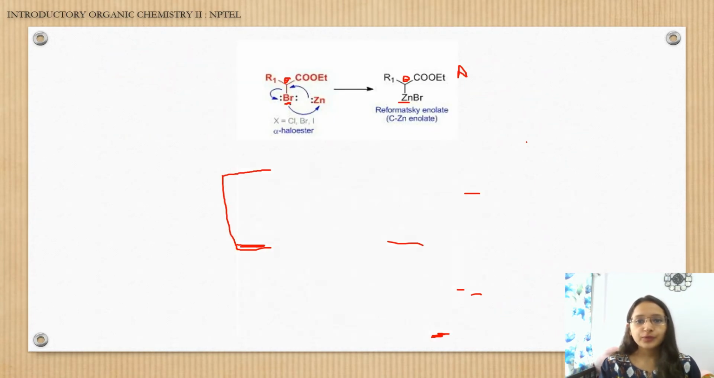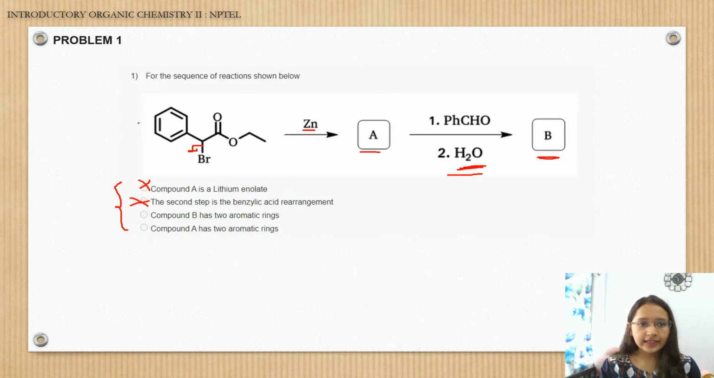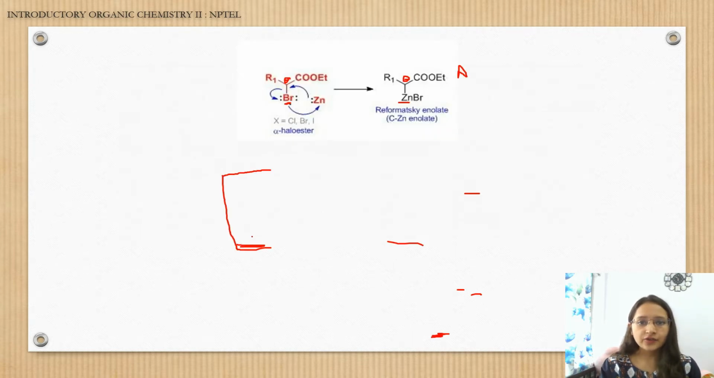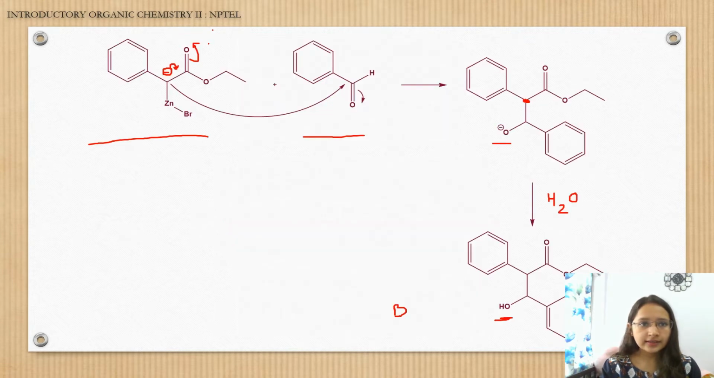So, if it is clear, then tell me: the statement says compound A has two aromatic rings. I have shown you that this is compound A, right? In this case, this is compound A. So, are there two aromatic rings present in compound A? No, right? There is only one aromatic ring present, that is the benzene ring. Now they are saying, are there two aromatic rings present in compound B? Is it correct?